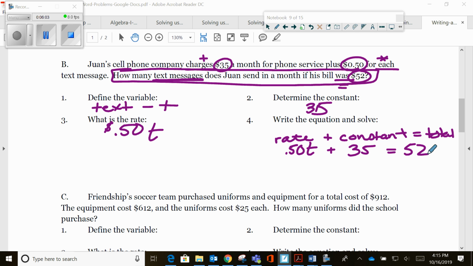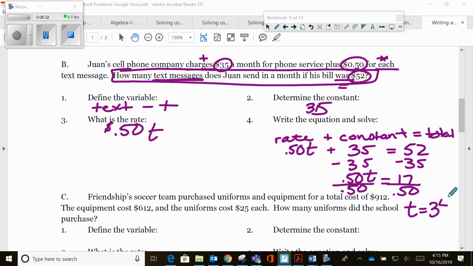Finally, we solve, and we're going to subtract 35 from both sides. And we get 17. Bring down your 0.50T. Don't forget that decimal. And then finally, we're going to divide the 17 by 50 cents. And we get T equals 34. So that means that he sent 34 text messages in 1 month.